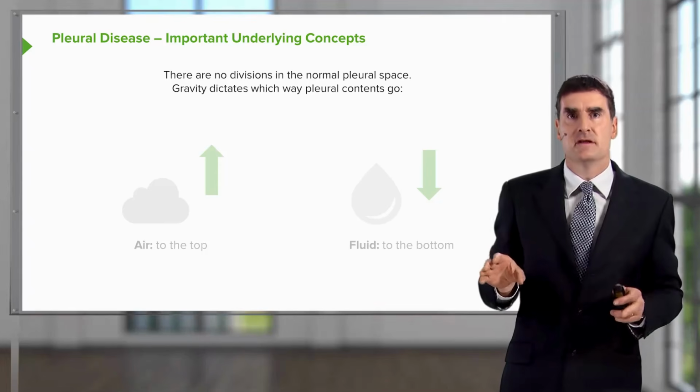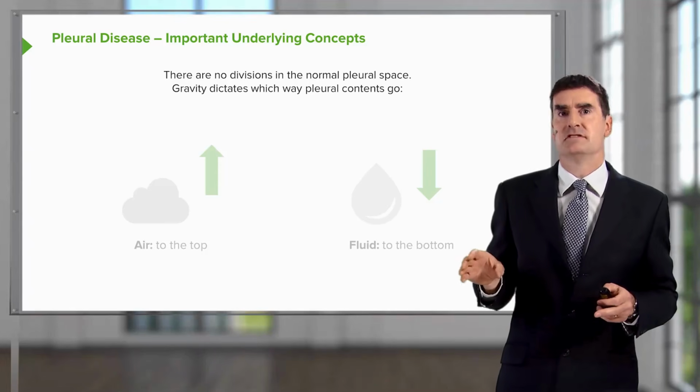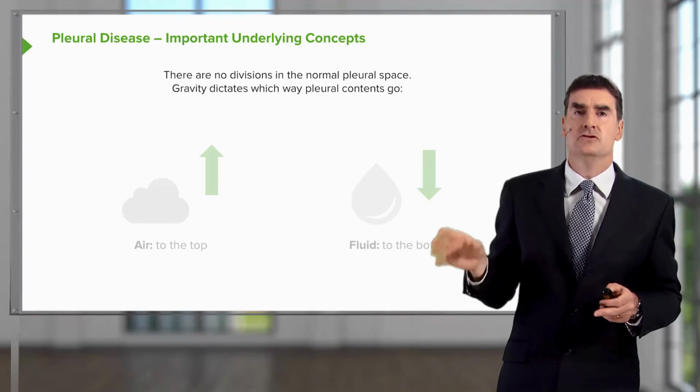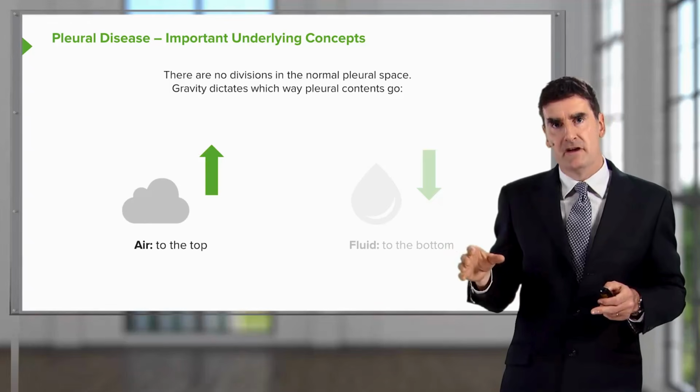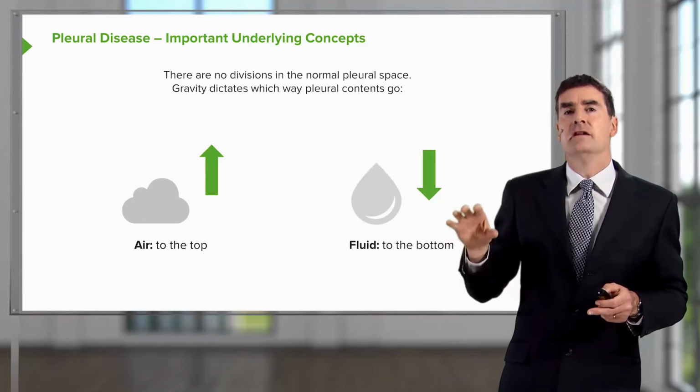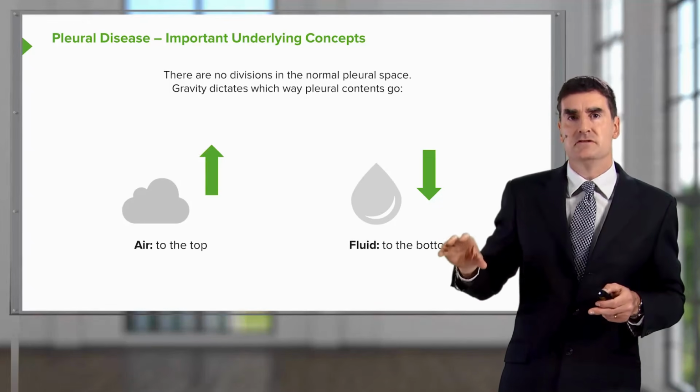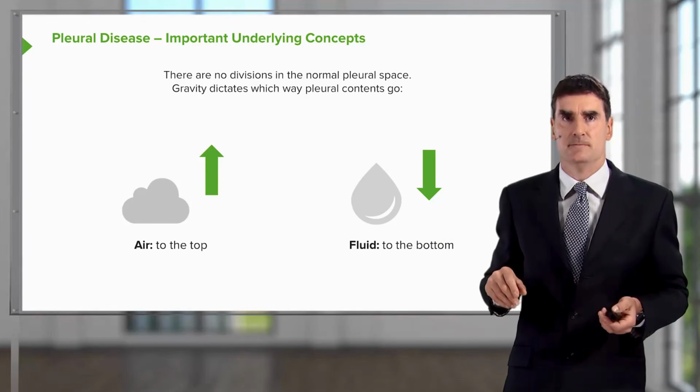The first is that there are no divisions in the normal pleural space. And that means that when you have a pneumothorax with air in the pleural space, it will rise to the top, whereas if you have pleural fluid, then it will sink to the bottom, and pleural effusions are best detected at the base of the lungs.